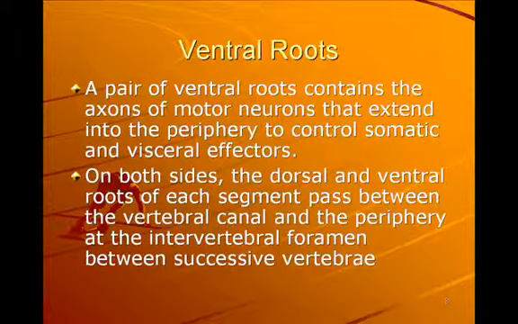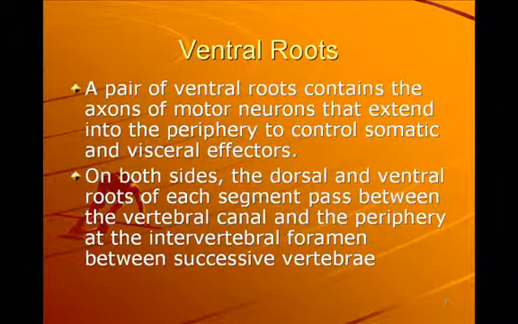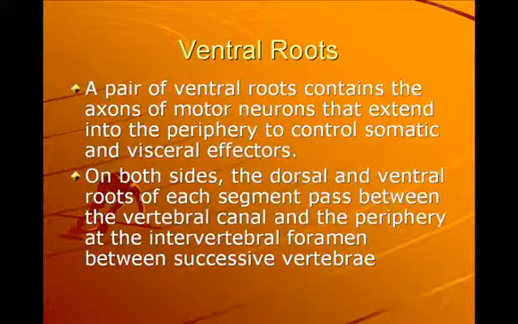A pair of ventral roots contains axons of motor neurons that extend into the periphery to control somatic and visceral effectors. Remember, somatic effectors would go to muscles that we have direct control over, conscious control over, whereas visceral effectors would go to areas of muscle where we do not have conscious control over. The GI tract, the muscles that are innervated, that are inside blood vessels, those we don't have conscious control over. Somatic muscles would refer to skeletal muscles that we have conscious control over.